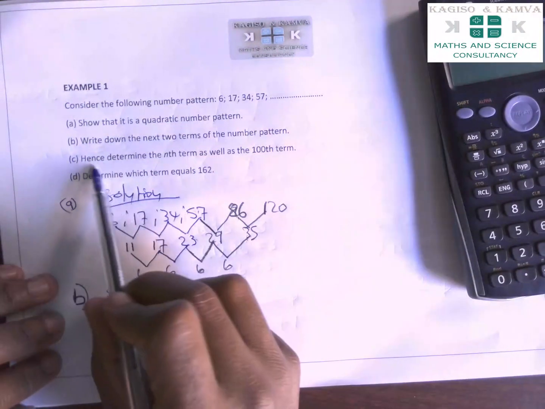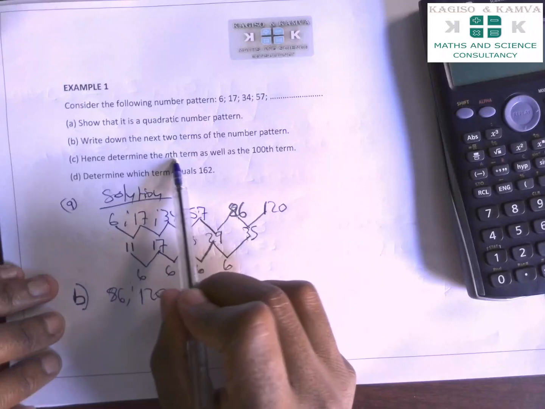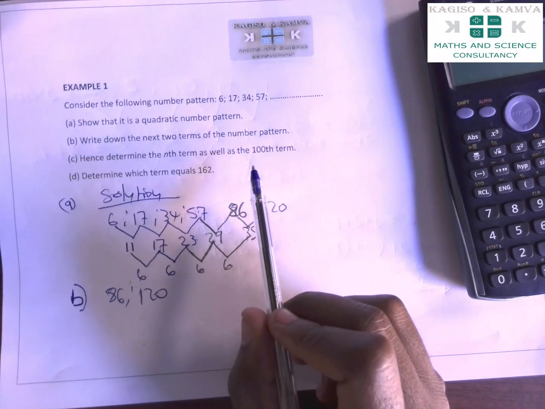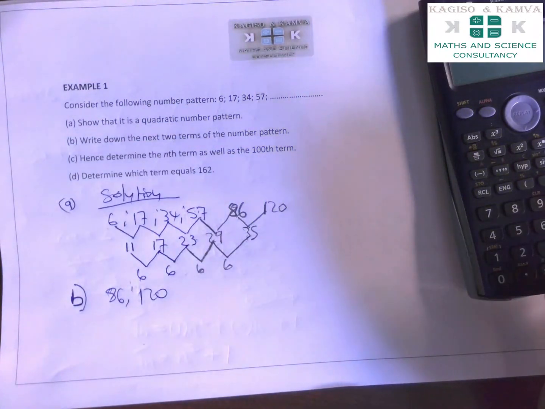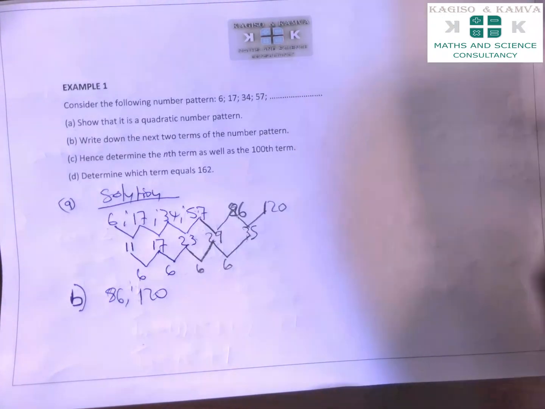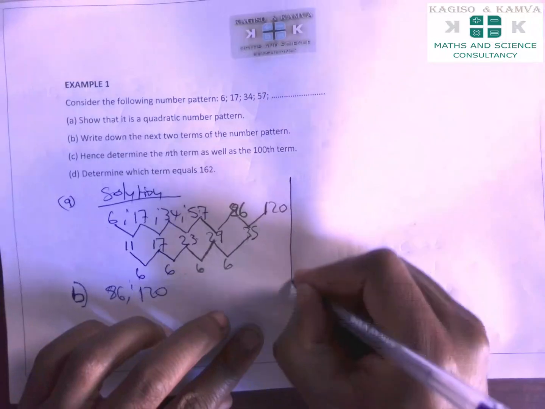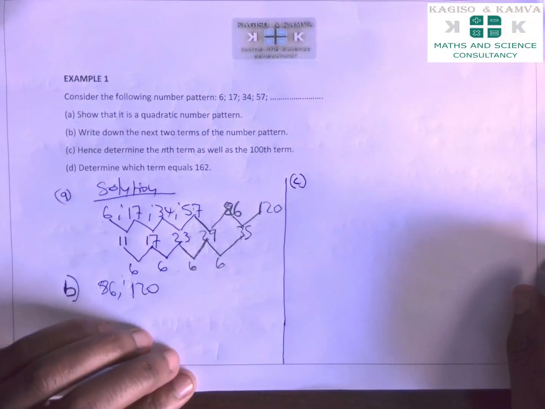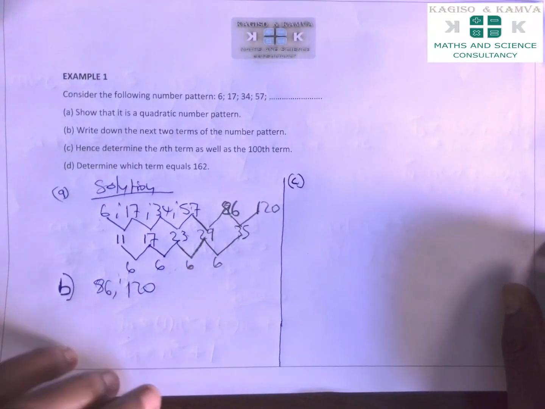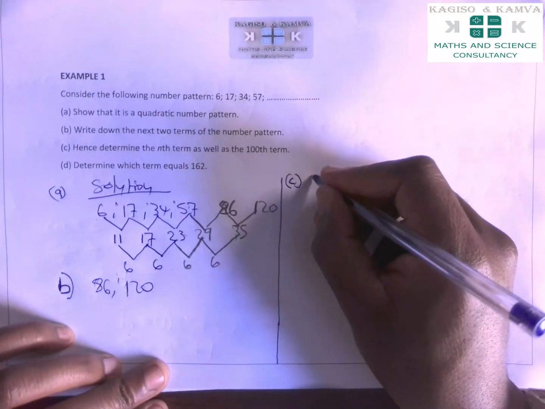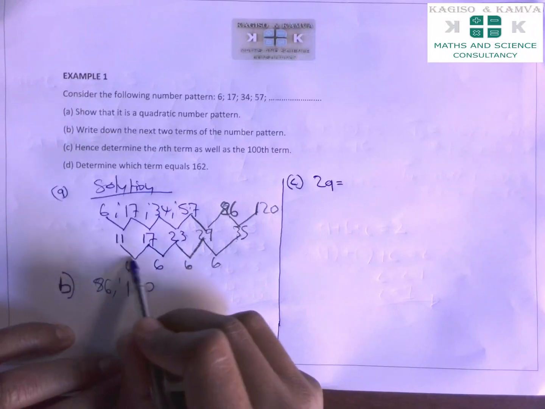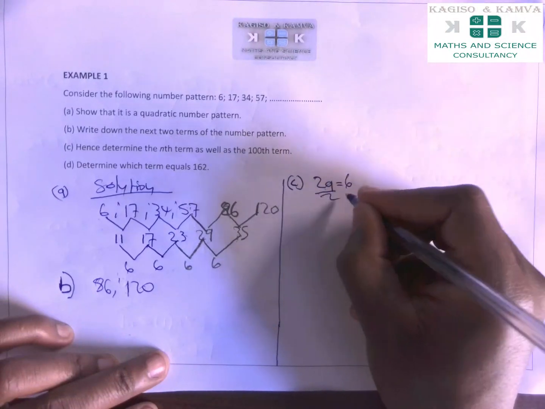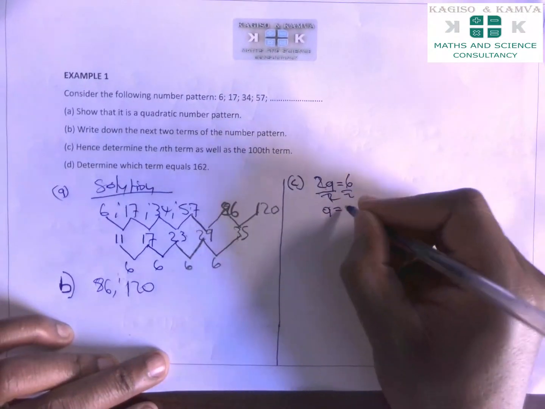Now here they say hence determine the nth term, the nth term is the general term, as well as the hundredth term. So how do we get that? C, let me just divide our page into two, and let us try to find the general term. We are going to say 2a is equal to 6. We solve for a, we divide both sides by 2, this cancels that. A is equal to 3.